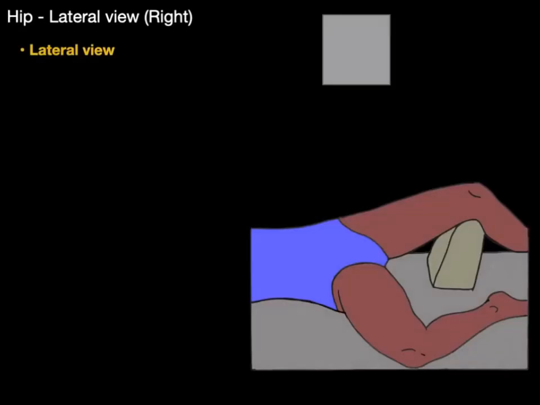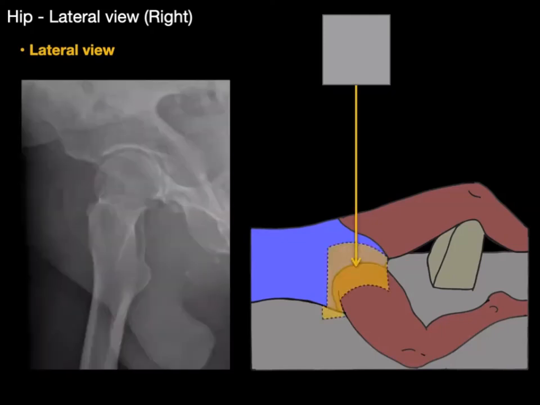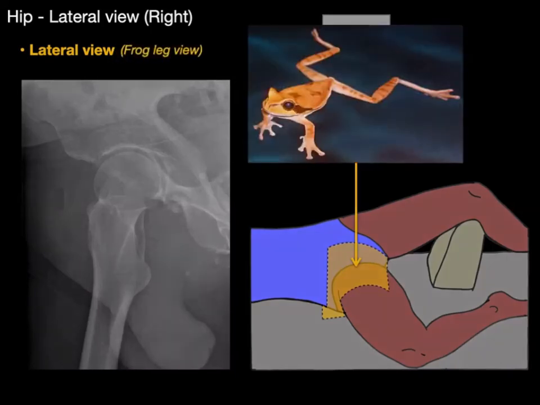Now let's do the hip from a lateral view on the right side. The patient has their leg abducted and externally rotated like this. The x-ray goes right onto the hip joint, and it forms this orthogonal view of the hip joint, where the femur is more at a right angle from how you usually see it. This lateral view is sometimes called the frog leg view. I wonder why.